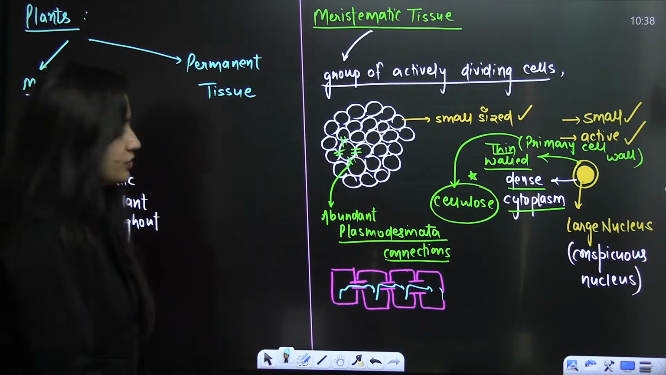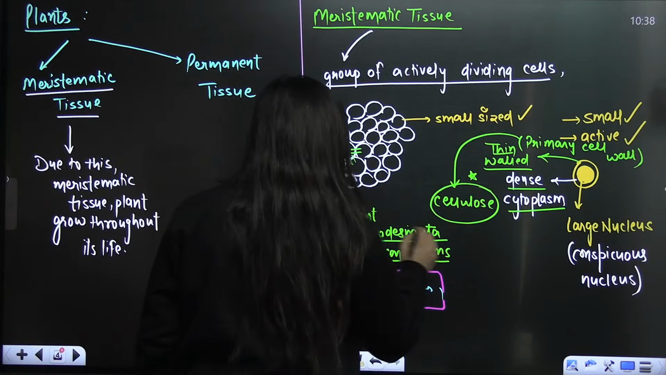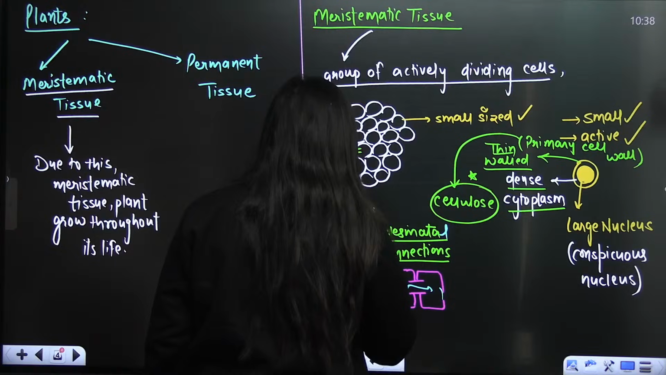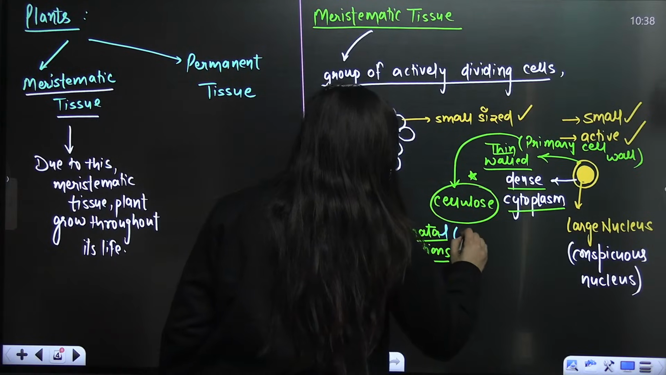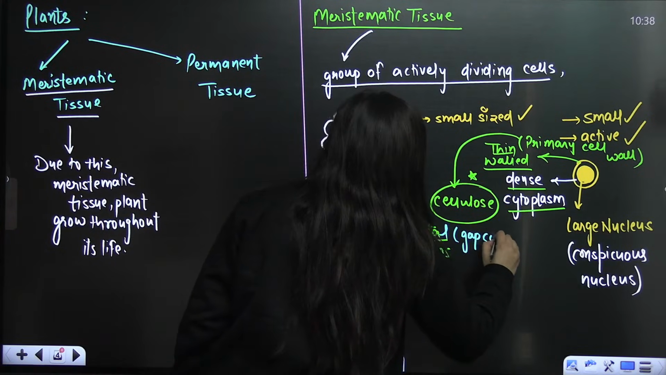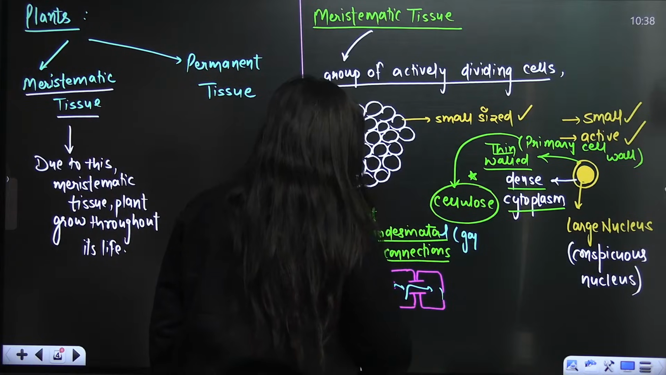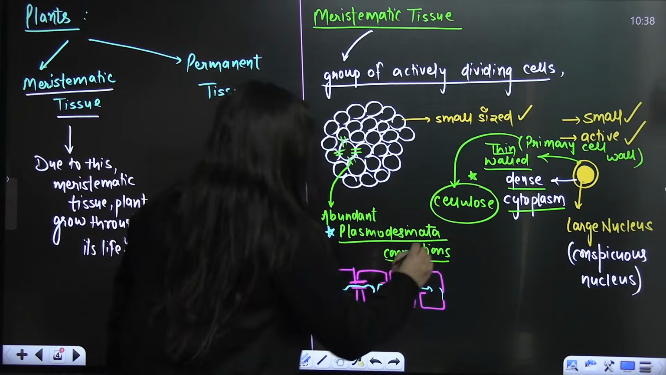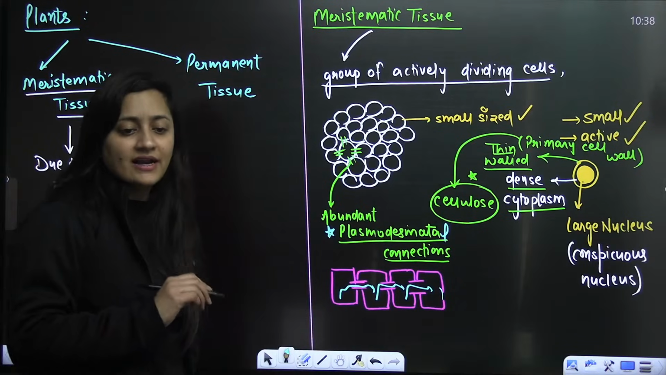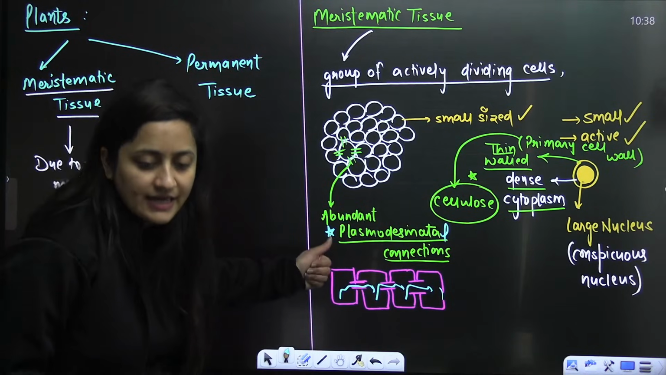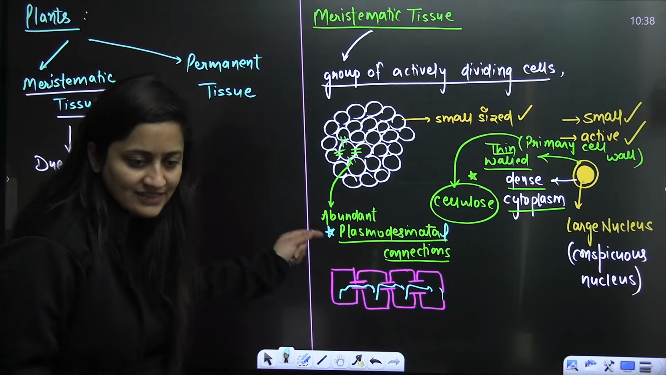Is that clear? So there are abundant plasmodesmatal connections. The plasmodesmatal connection is a kind of gap junction here. Like in animals, you study the gap junctions. So here in the plant cells, the junction that we discuss is the gap junction. Is that clear?